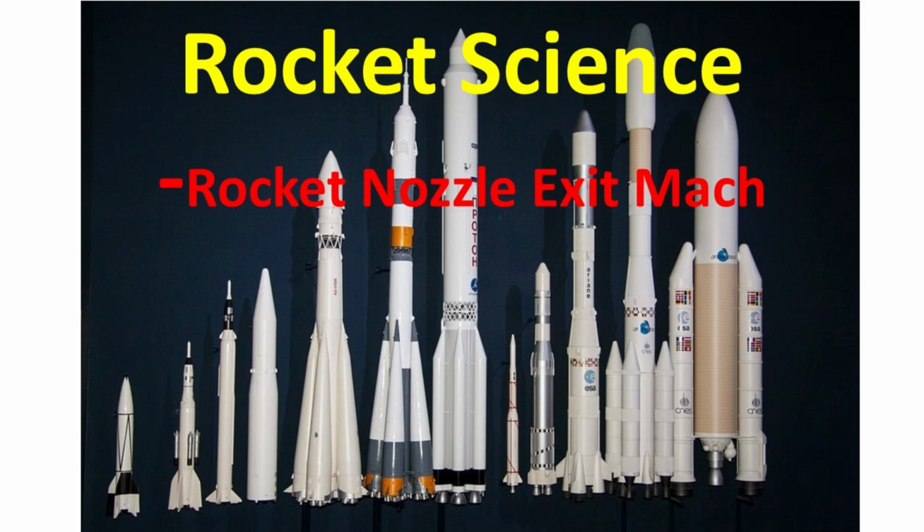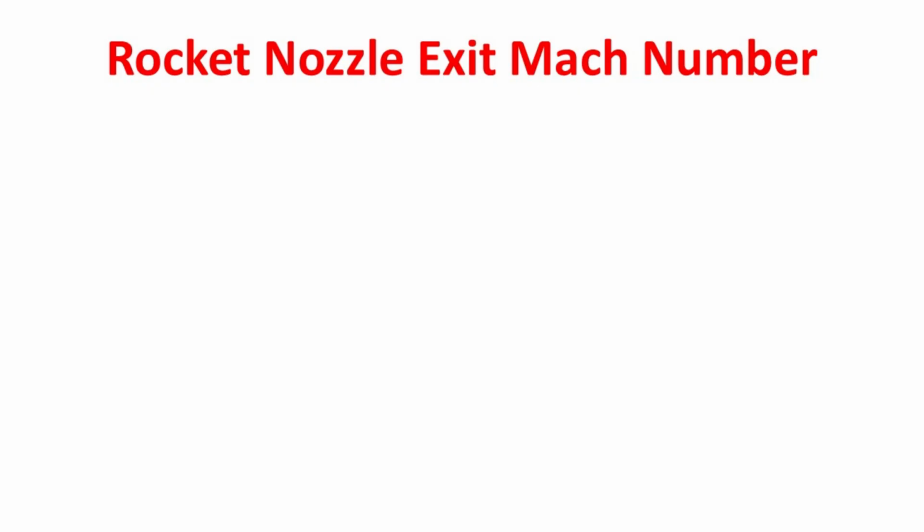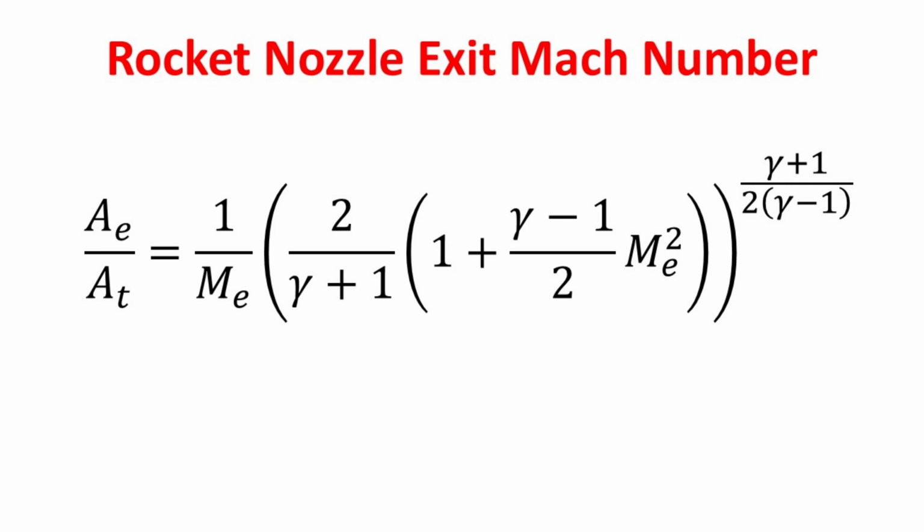Hello everyone. Today we shall see how we evaluate the exit Mach number for a rocket nozzle for a given area ratio, that is exit area to throat area ratio, and the ratio of specific heats of exhaust gases, gamma. The equation is given like this, and this equation is derived by taking the mass conservation law and assuming that total pressure and total temperature remain constant throughout the nozzle. Also, we put the condition of Mach number being unity at the throat location.